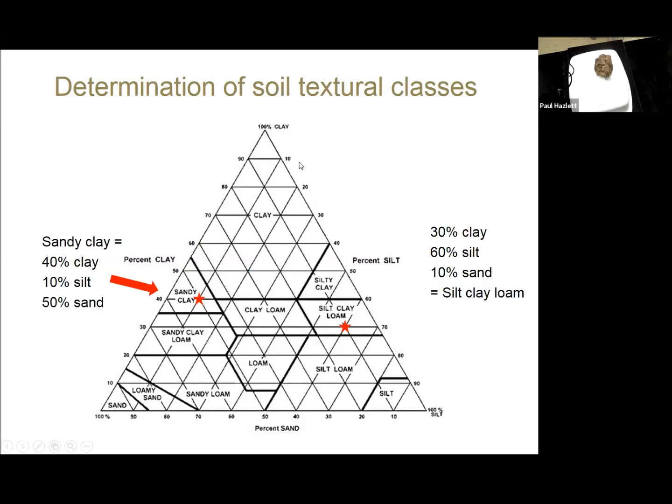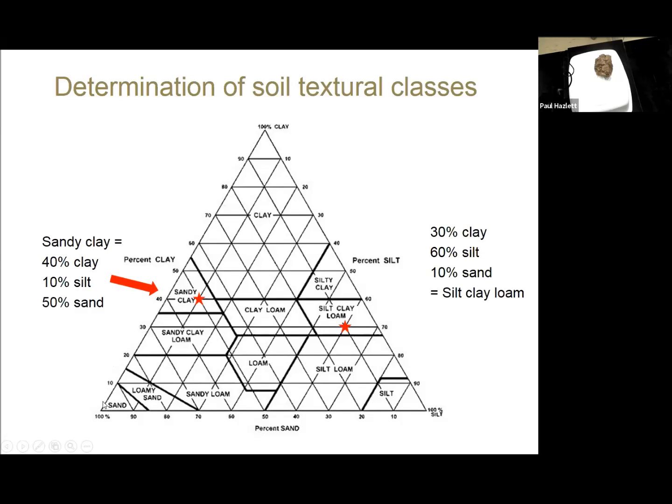So on the right-hand side, I said, let's take a sample of soil that has 30% clay, 60% silt, and 10% sand, and find out what the textural class is for that particular sample. I never asked you before, Diana, can you see my mouse on the screen? Yes, I can. Okay, so we'll just use it to trace a class.